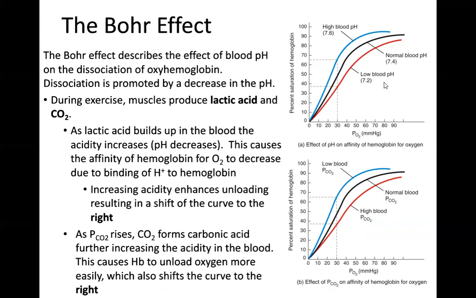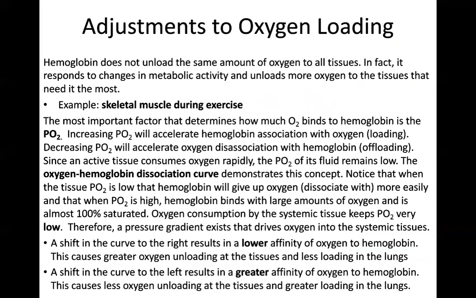Looking at our top graph here, the black line in the middle shows normal blood pH is 7.4. 7.2 would be a drop in pH, right? And our red line is showing that the curve is now shifted to the right. We just said what a shift to the right does.